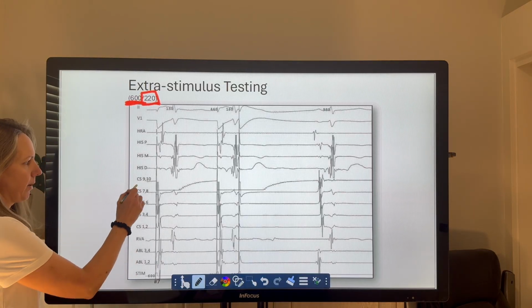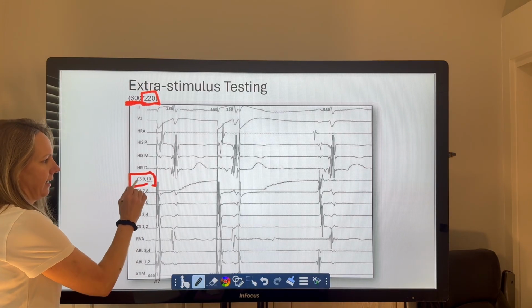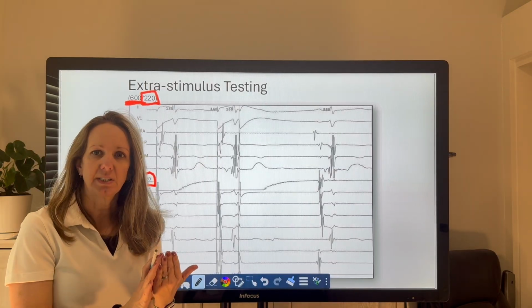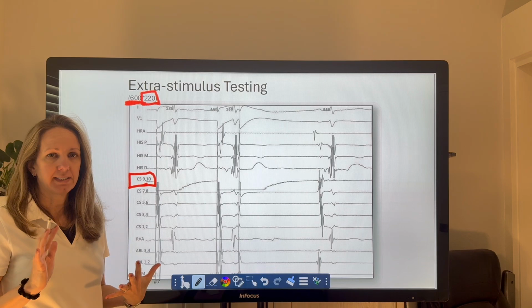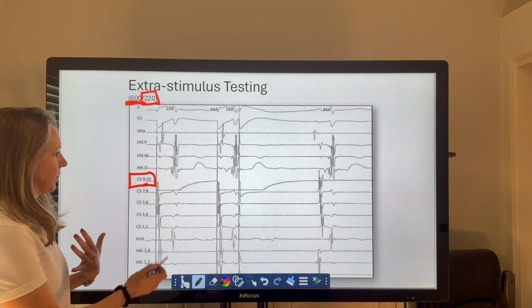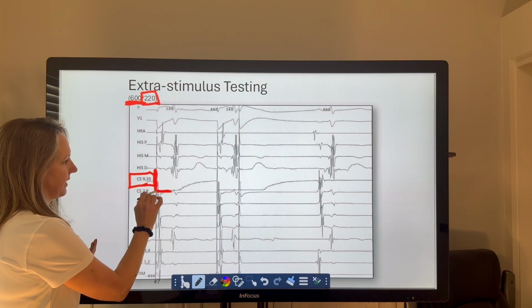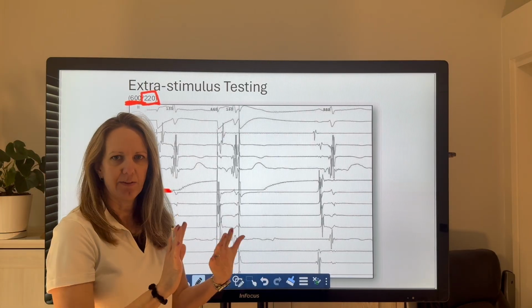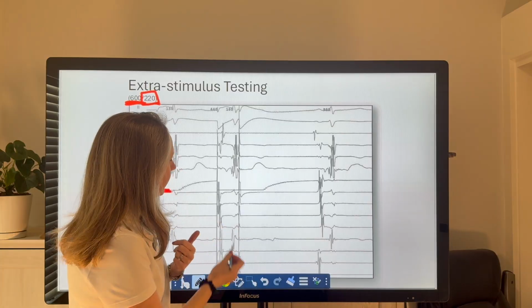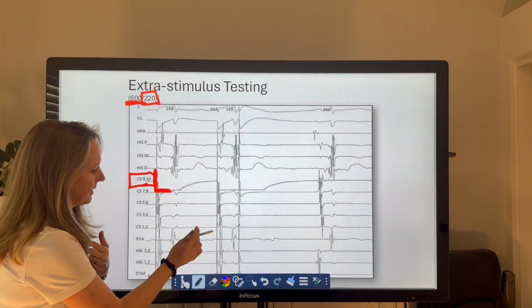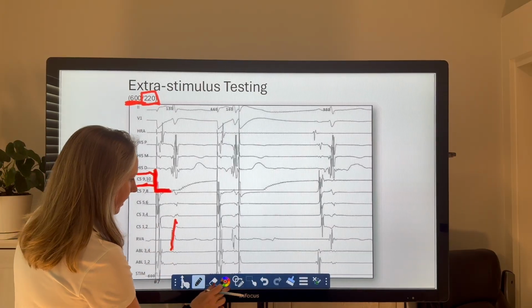So I can see we are pacing from CS 9-10. So we're pacing proximal CS, which is going to capture more of that right side. Okay, so CS 9-10, I can tell that because we have this saturated signal here. We're not able to send and receive at the same time. So that's how I could tell we're pacing there. So we have our drivetrain of 8 beats. Let me pull this up a little bit if I can.